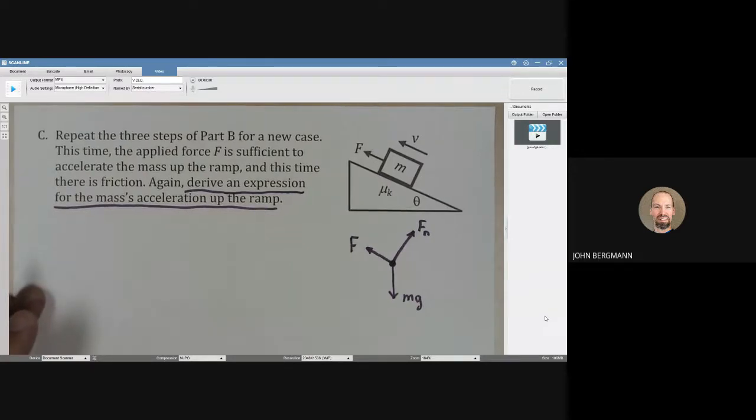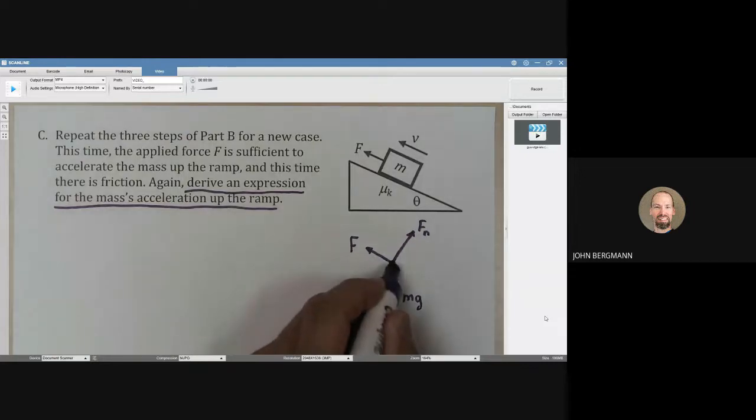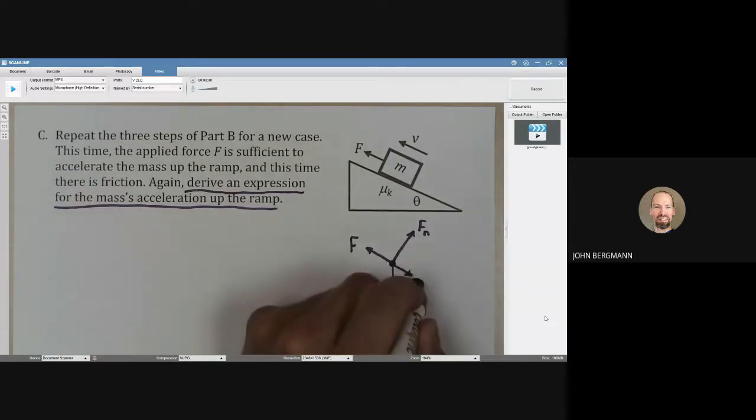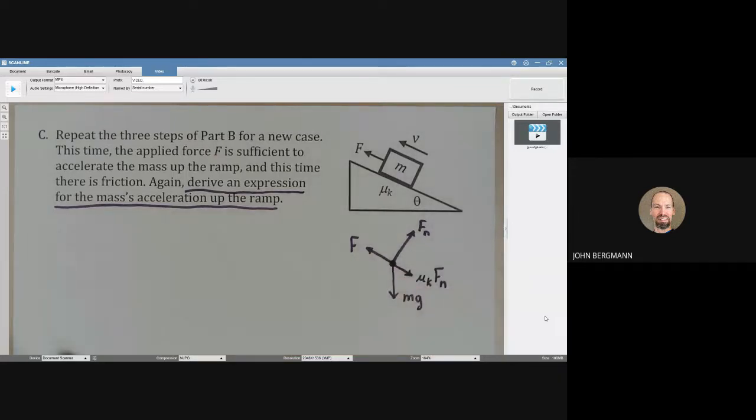And we know it's kinetic friction because this object is sliding. And kinetic friction is always going to oppose the direction that the thing is moving. So that means our kinetic friction is going to act in that direction right there. And the kinetic friction force is always equal to mu sub k multiplied by the normal force every time.